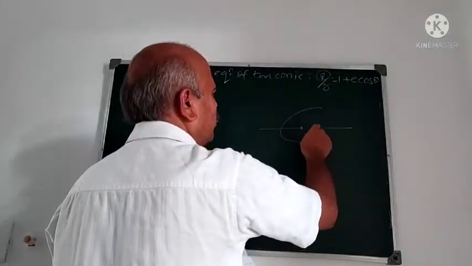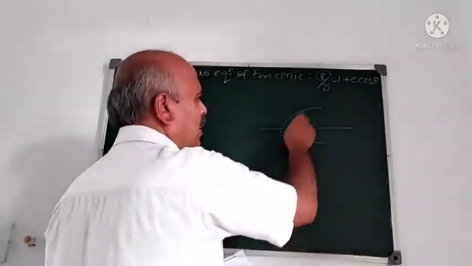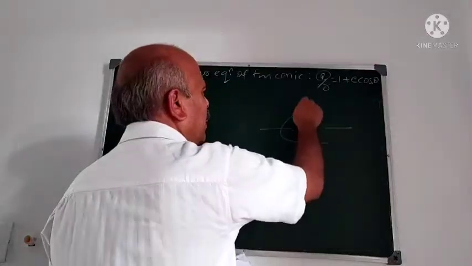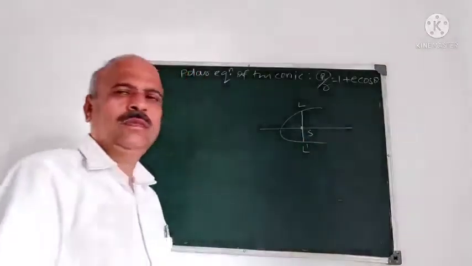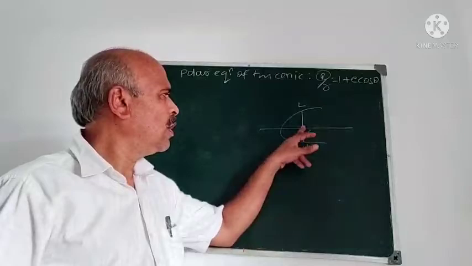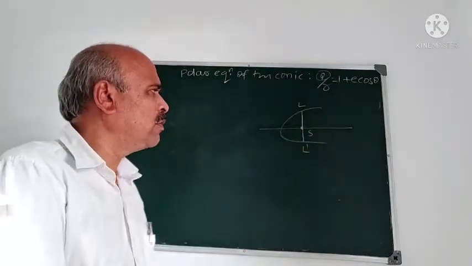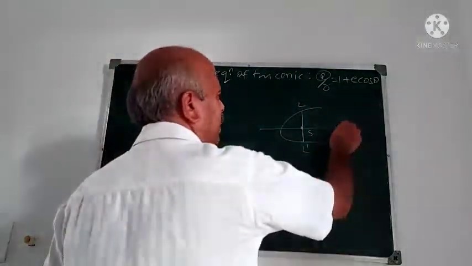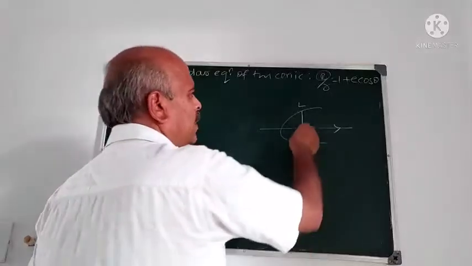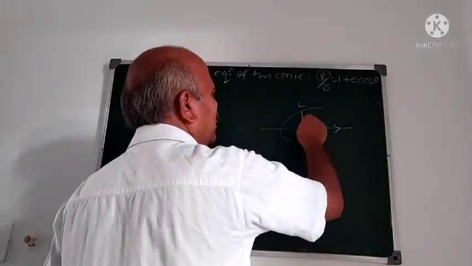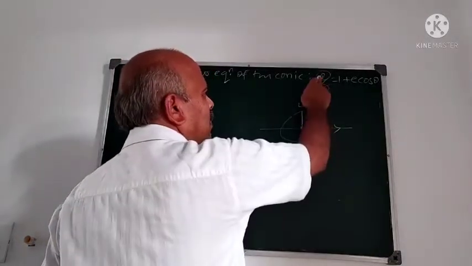Now suppose S is the focus. What do you mean by focus? And there is a fixed line. Then LL' is called the latus rectum. Latus rectum means the chord passing through the focus but perpendicular to the axis. This is called the axis of the conic. And this SL is the small l, the semi-latus rectum in the equation.